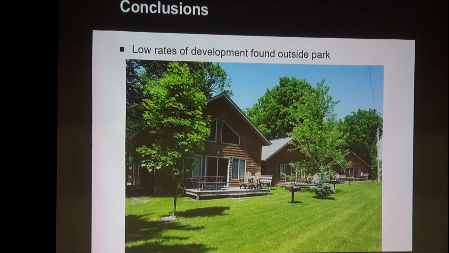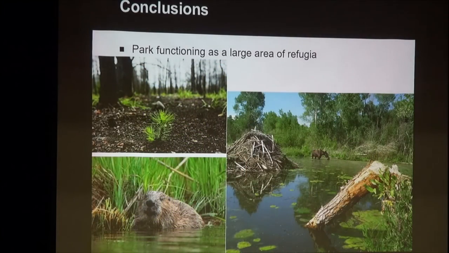Although the one interesting thing with development is that typically, once it is developed, it is no longer coming back to forest. Whereas with things like forest harvest or fire or blowdown, that trajectory of forest will come back. But development is usually a one-way trajectory. So we continue to see the development a little bit lower. And it seems like the park is largely functioning as a refugia, allowing natural processes like fire and blowdown to occur and recover on their own.